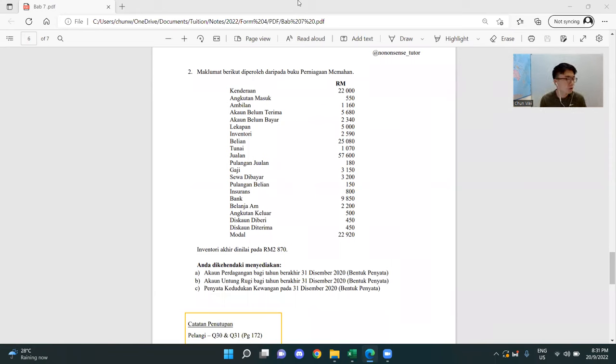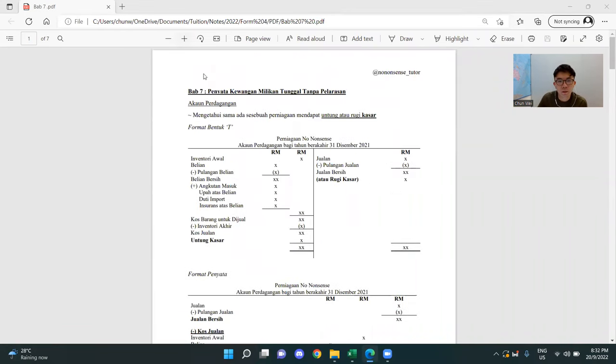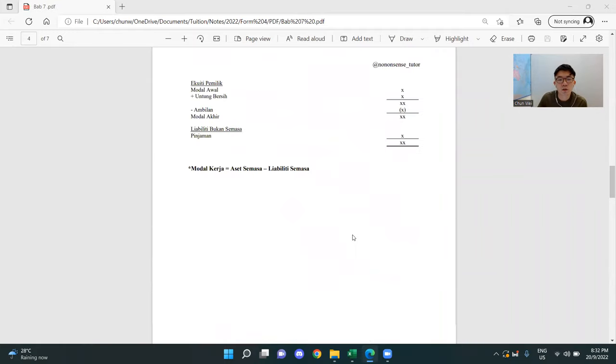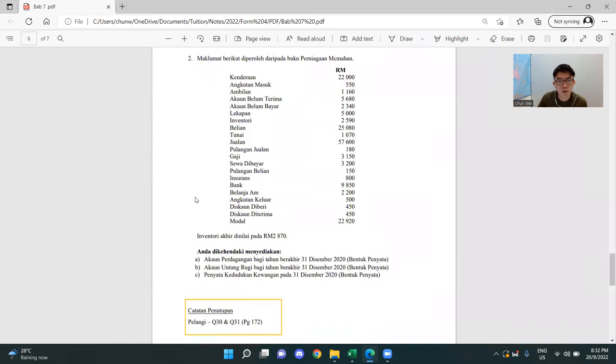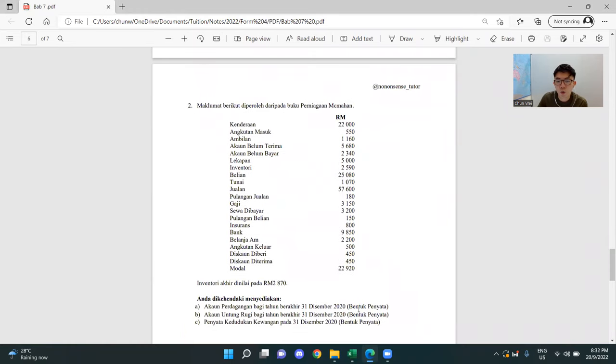All right, so make sure you take out your buku nota, you know, your paper, text pad to do this question. Just to remind you, we are now in chapter 7, bab 7, which is called Penyata Kewangan Milikan Tunggal Tanpa Pelarasan. We already did question 1 in bentuk T, and today we'll be doing question 2, which we will have to do dalam bentuk penyata.